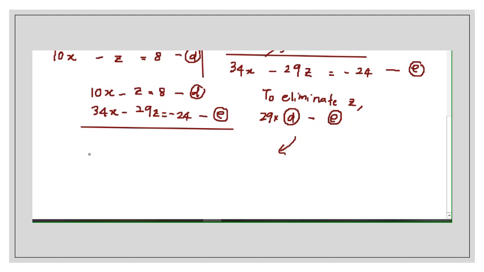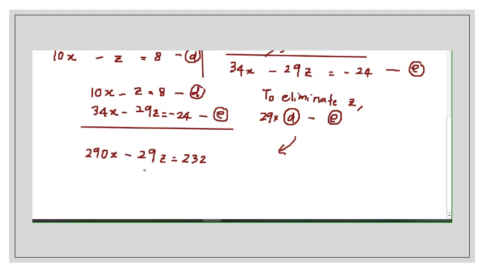a new equation: 290x minus 29z equal to 8 multiplied by 29, which is 232. This is 29 multiplied by equation D.